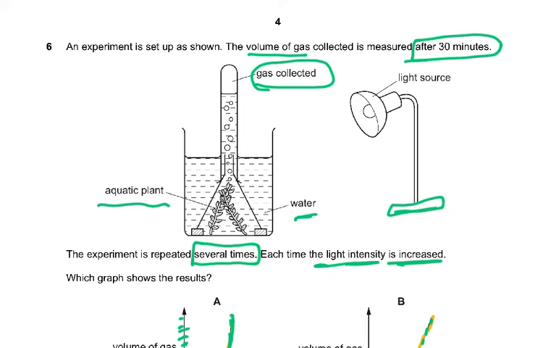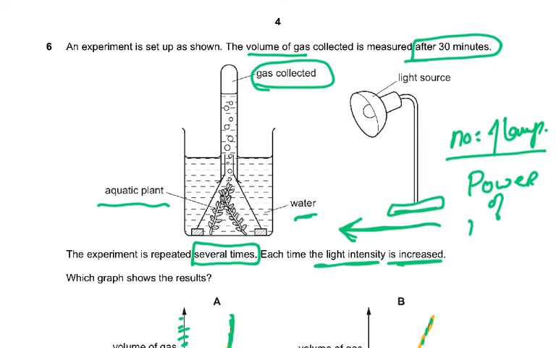What is the way you can increase light intensity? Number one, you can increase the number of lamps. Or you can move the lamp. How do you increase the light intensity? Number one, you can increase the number of lamps. Number two, you can bring the lamp closer to this pondweed or the aquatic plant. Or you can change the power of the bulb.